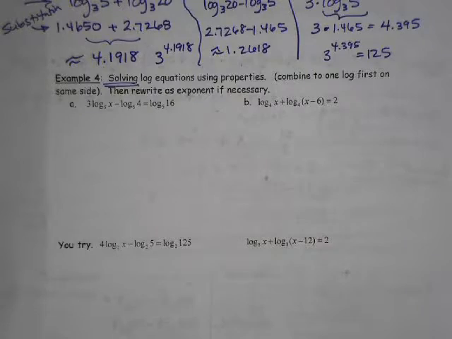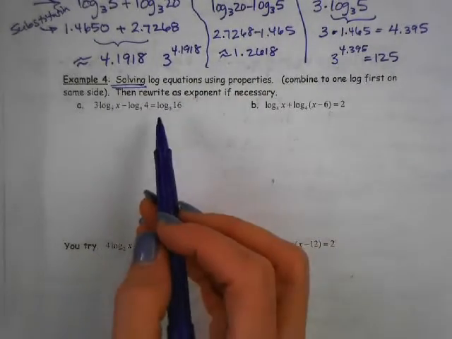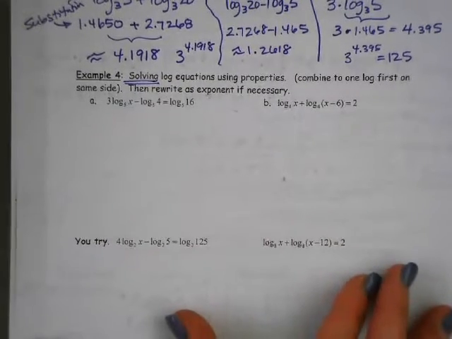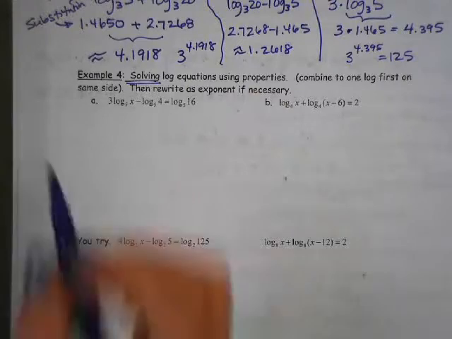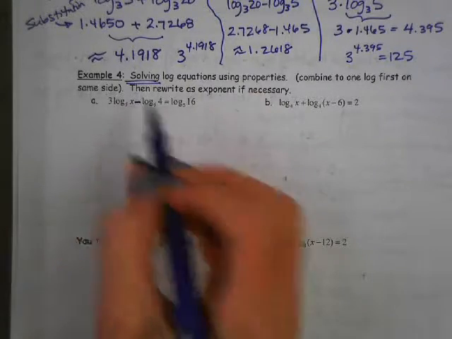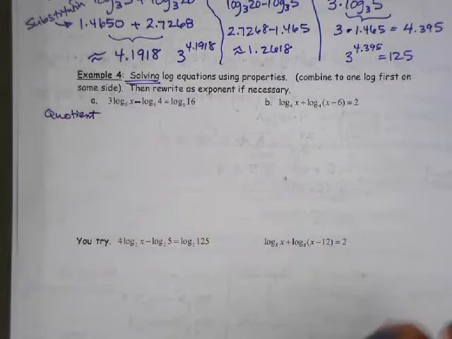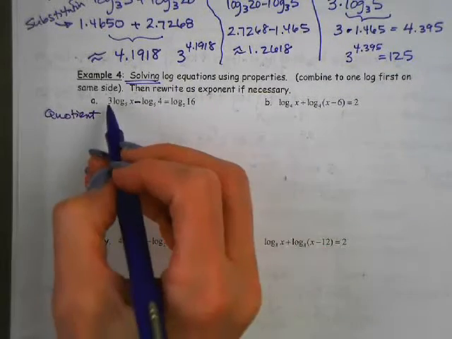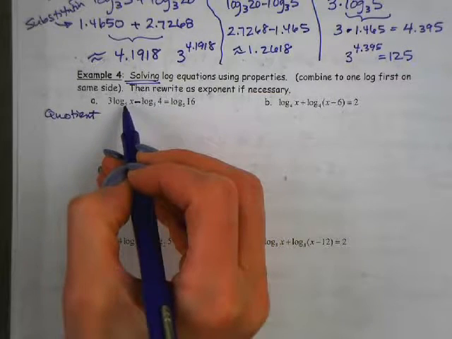Okay? So if I see this, what are properties I can use to start simplifying? There's two properties I can use right now. I can use quotient. You see the negative sign, right? The negative sign is quotient. And what's the other one? And a power, because see I have the number in front of the log. That coefficient in front of it tells me it's a power. Okay? So I have a power.